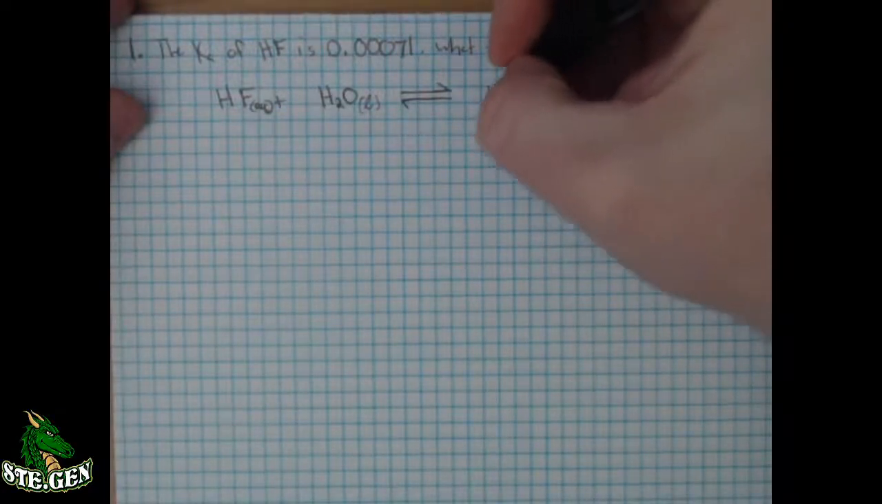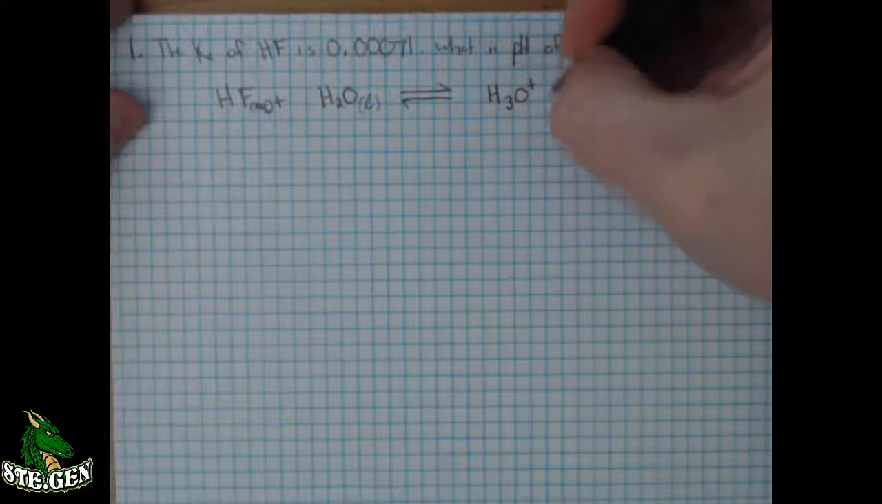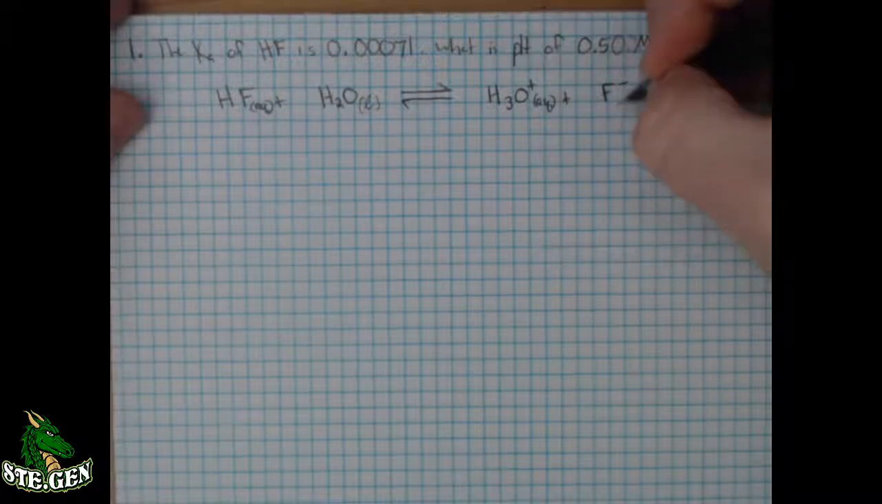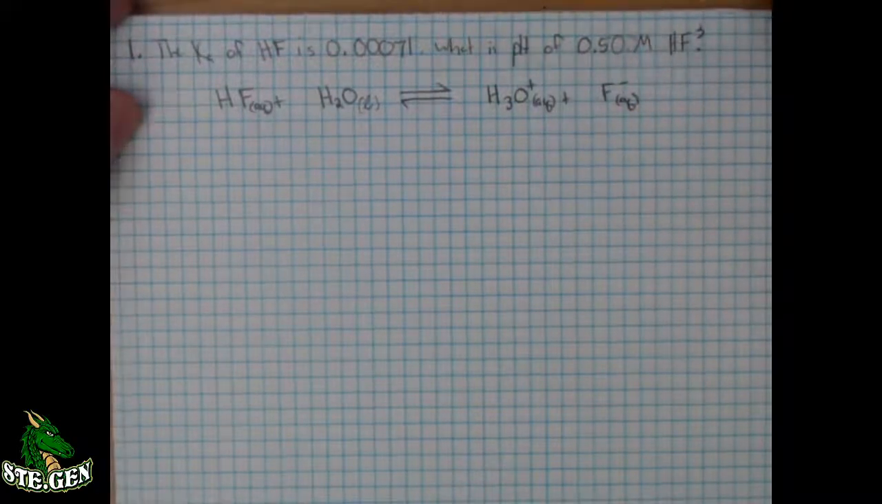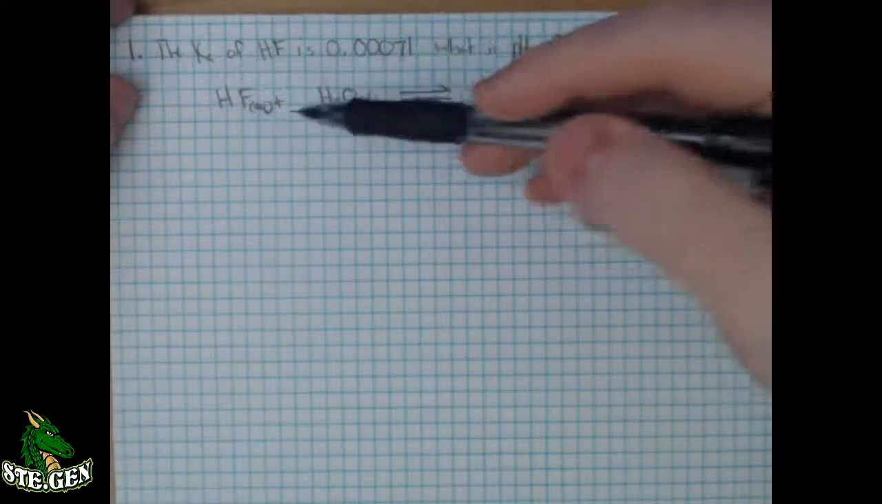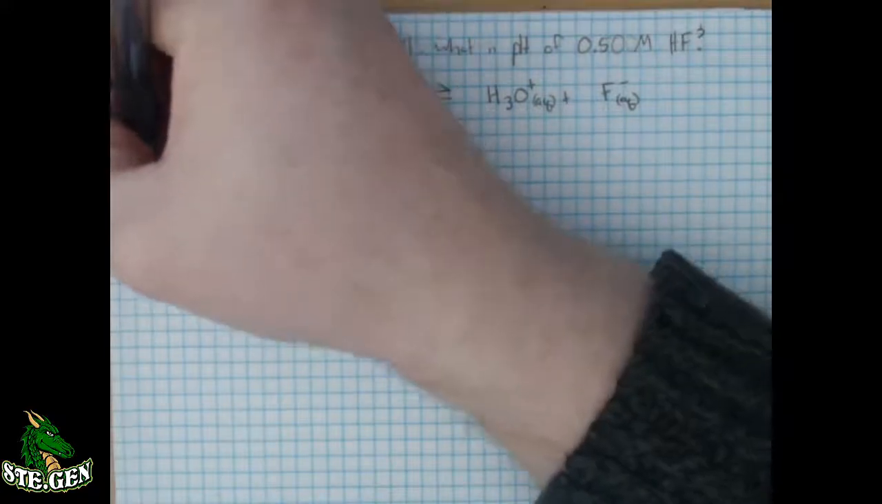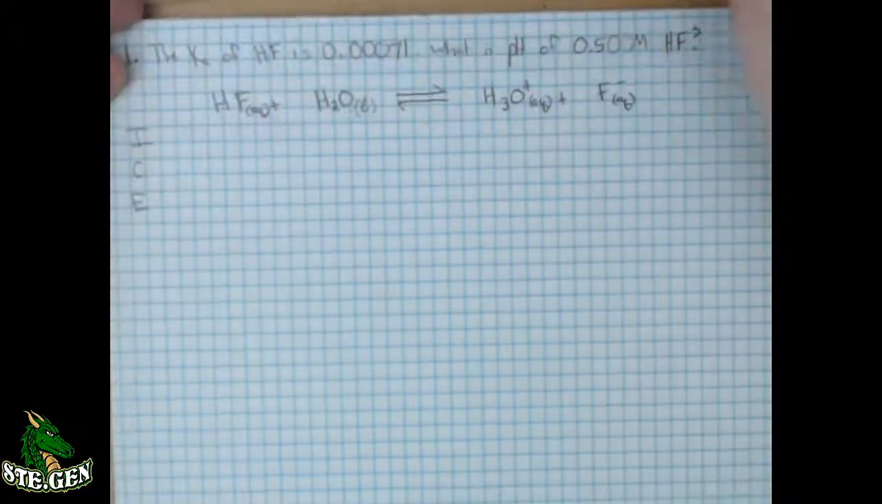And then it's going to make hydronium, which is H3O plus, that is aqueous, and it's going to make F minus, that is also aqueous. Now going through and balancing, we've got 3 H's and F and an O, 3 H's and F and an O. So balanced, we are all good. We can go ahead and do our ice table.